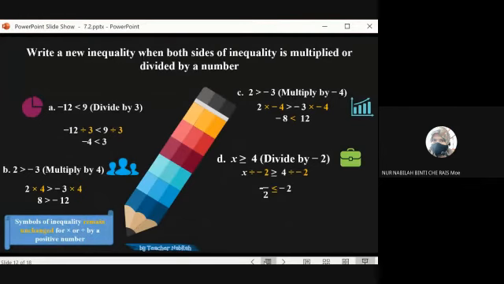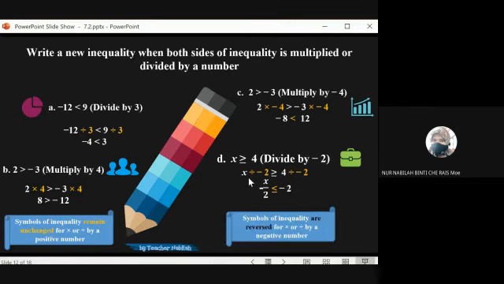Okay, negative x over 2. This one is more than or equal, we become less than or equal. 4 divided by negative 2, we become negative 2. So what we can say is that the symbol of inequality is reversed when multiplying or dividing by a negative number. So when you multiply by a negative number or divide by a negative number, your symbol will change.